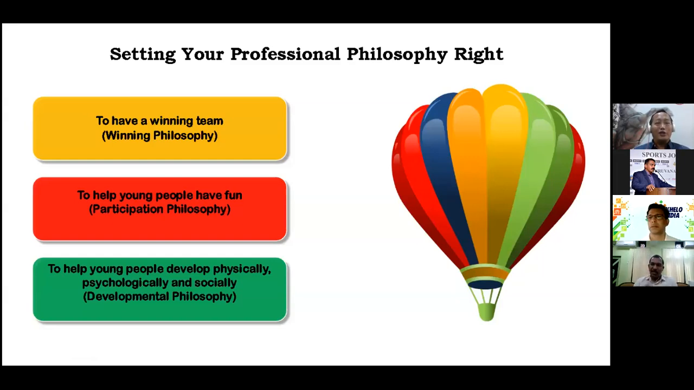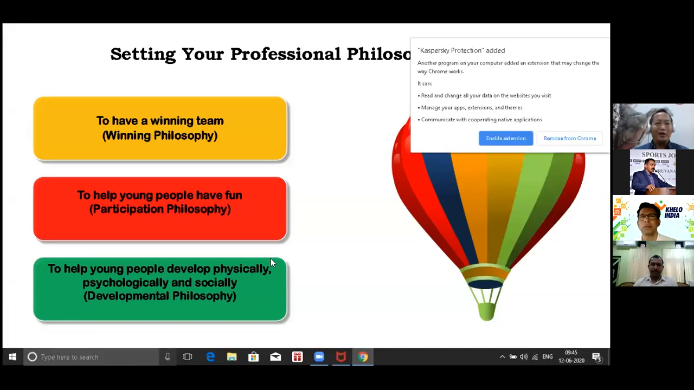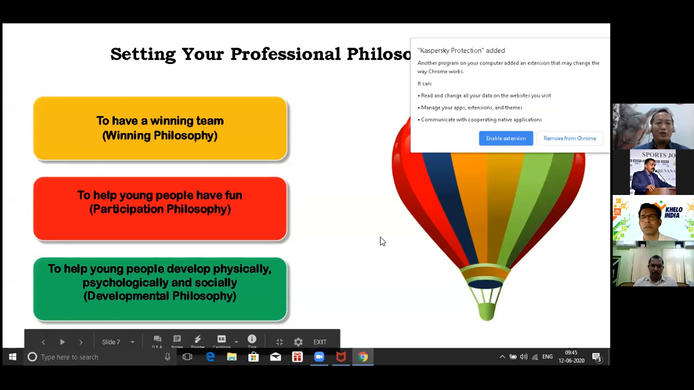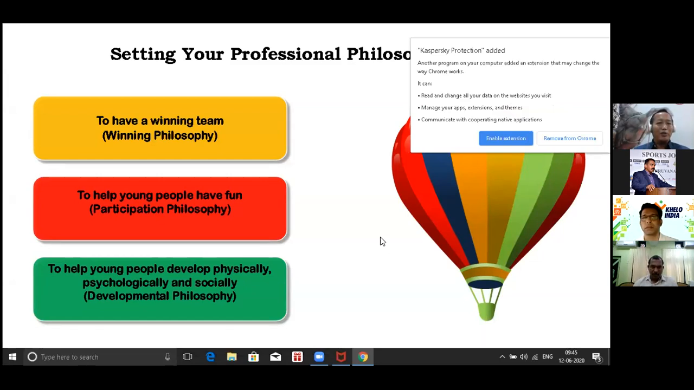So every physical education teacher is partly a combination of these three, right? The combination of having this winning philosophy, having fun philosophy, participation philosophy, and the third, developmental philosophy. So if you are slightly leaning towards the winning philosophy, or if you are just leaning towards the participation philosophy where your intention is just to have the children have fun, my sincere request to those physical education teachers who are participating in this program is to try to have this developmental philosophy. As physical education teachers, our aim should always focus on developing our children physically, psychologically, and sociologically.